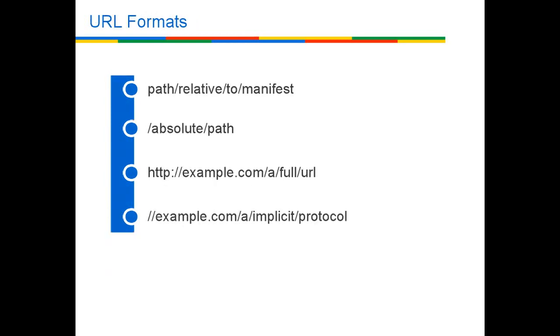Some of the URL formats that are supported by the manifest include, there shouldn't be a leading slash on the relative path, but you get the idea. It supports relative paths and absolute paths, as well as full URLs. And it also supports a special URL format that starts with a //. And that inherits the protocol of the host web page. So if the web page is HTTP, this is HTTP. If it's HTTPS, then it'll be HTTPS.